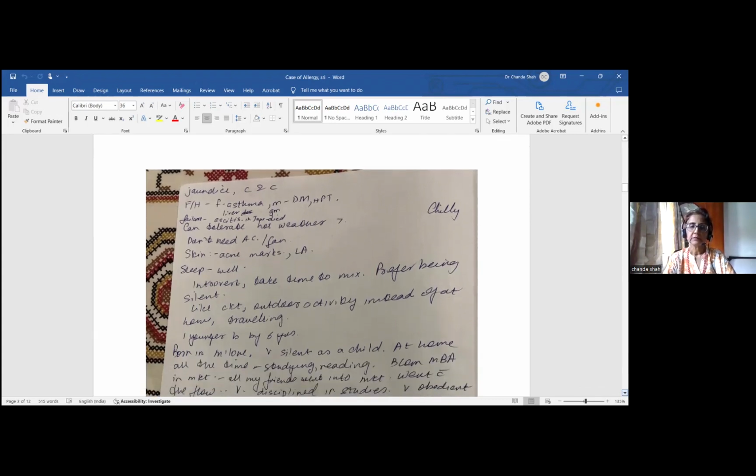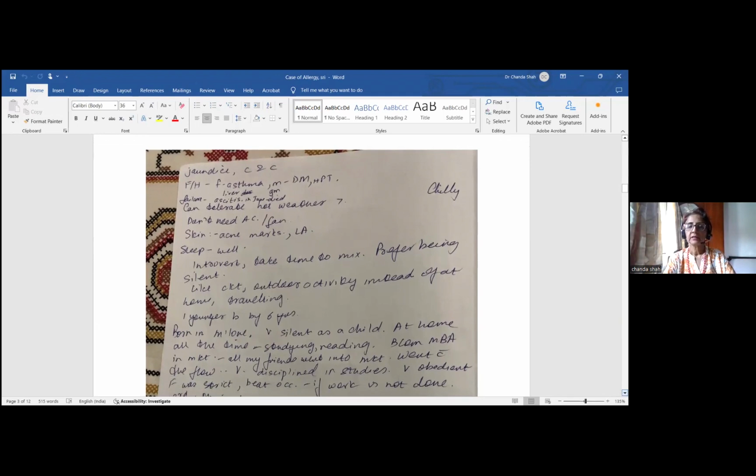So he said, I'm an introvert. I take time to mix, prefer being silent. He likes to play cricket. He likes outdoor activity instead of being at home. And he likes traveling. Then he has a younger brother by 6 years.